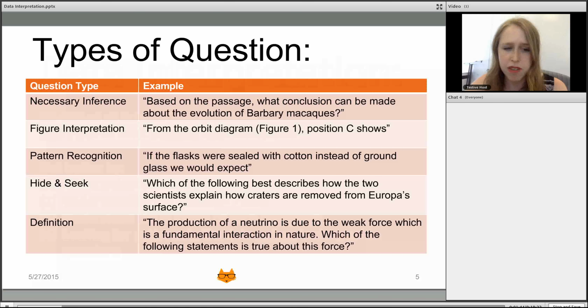So there are five types of questions that we'll look at today. We have necessary inference questions, figure interpretation questions, so exactly what that sounds like, pattern recognition, so we're going to be looking at patterns and just trying to see which values change other values, hide and seek questions, which are the same as you'll see on the reading section. So you're just trying to find information in a specific part of the passage, and definition questions, so pretty self-explanatory.